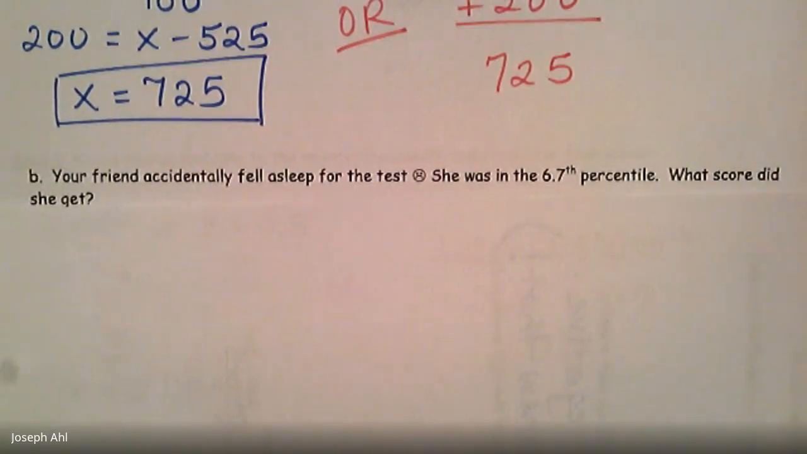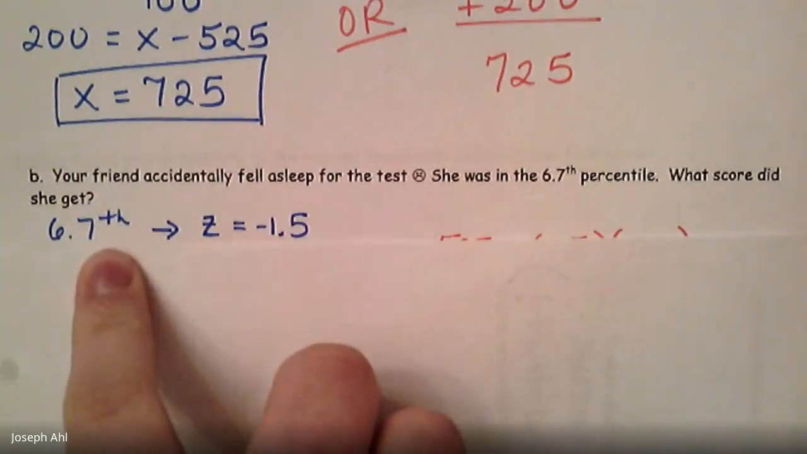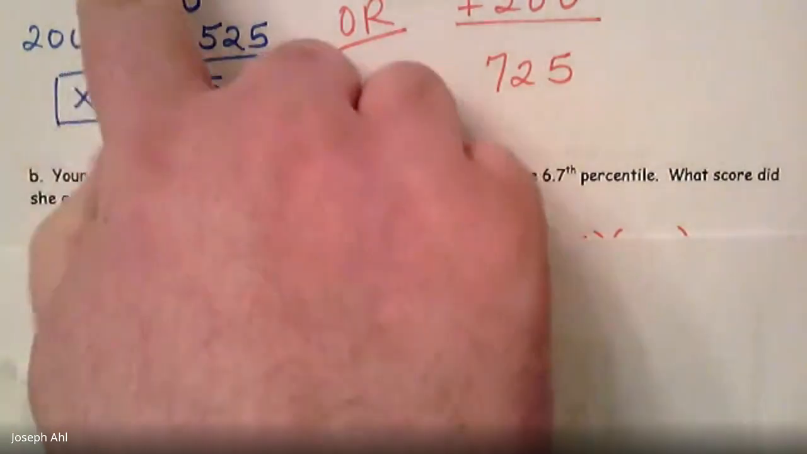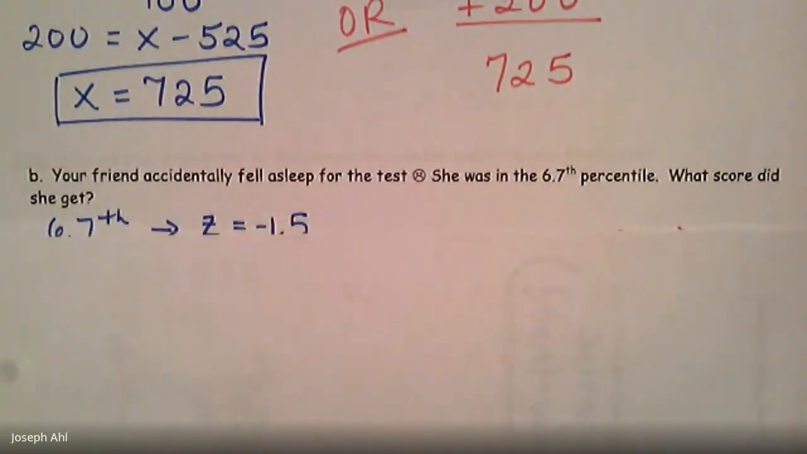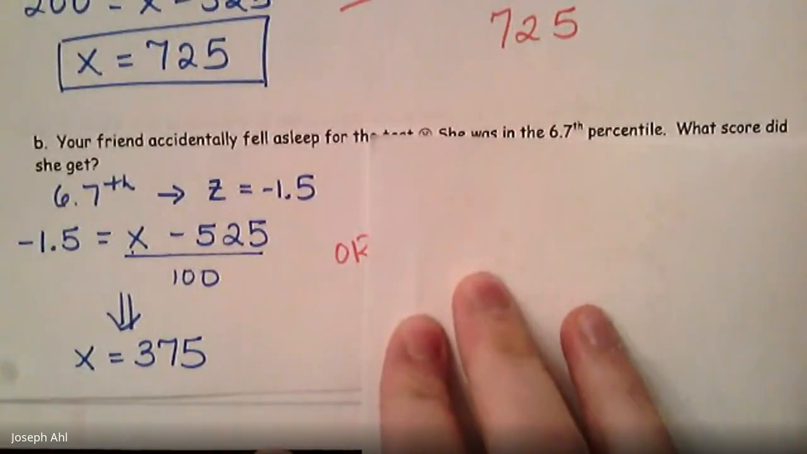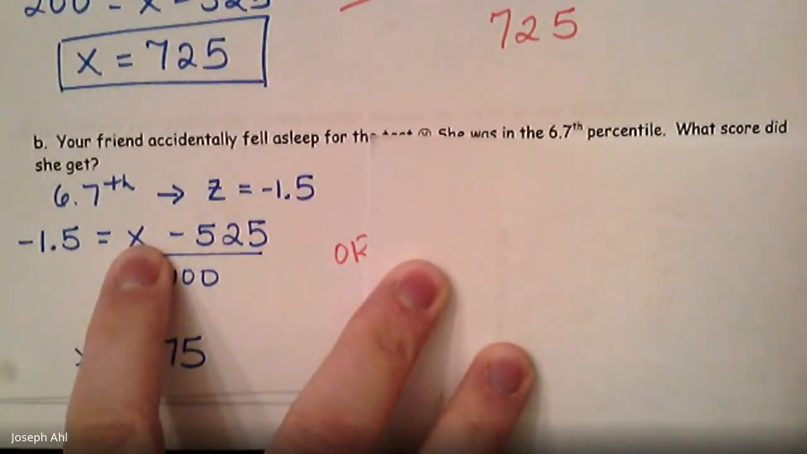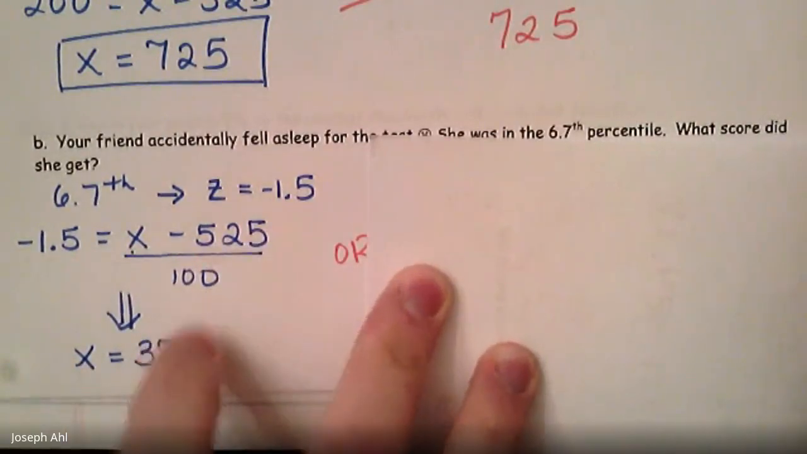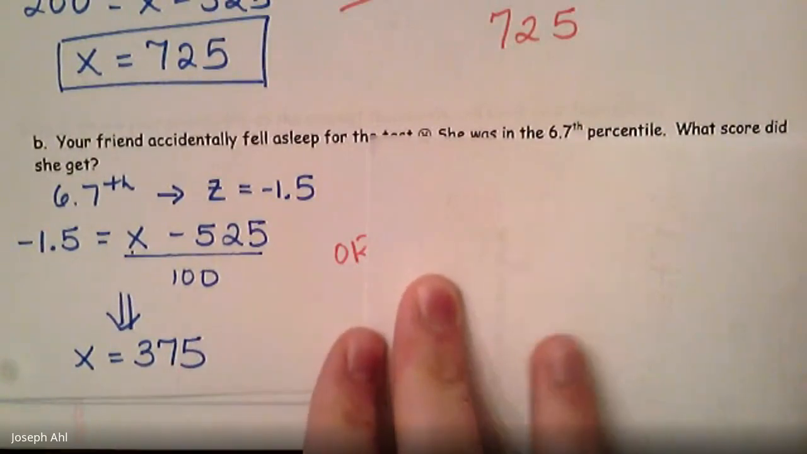Okay, sorry to your friend here, but two different ways to do it. You can figure out what z-score is in the 6.7th percentile. So that would just be going back up to the chart up here, adding up until you get to 6.7. Corresponds with negative 1.5. Okay, set up your equation and solve for x. Okay, z-score is what I know. Don't know the actual score, but we know the mean and standard deviation. So your friend scored a 375, not so hot on the math section.